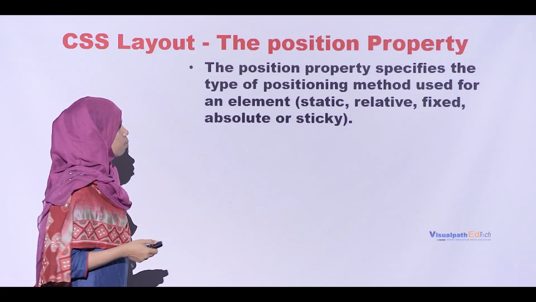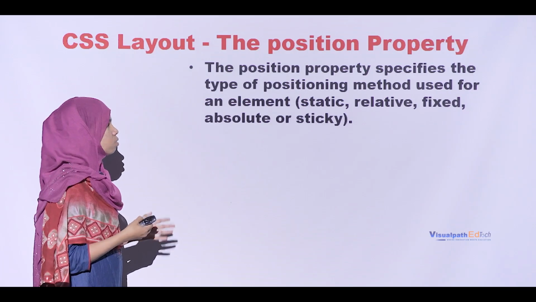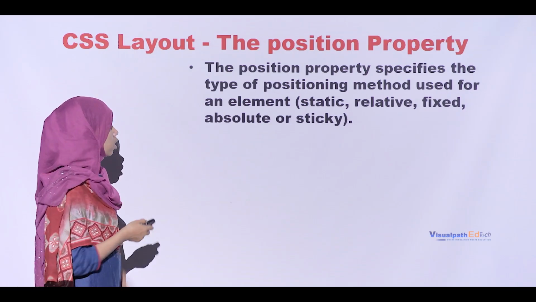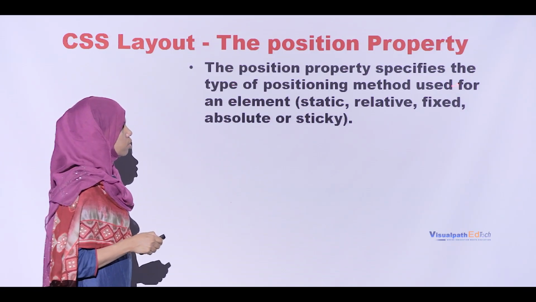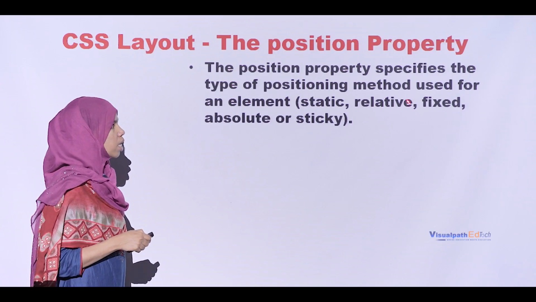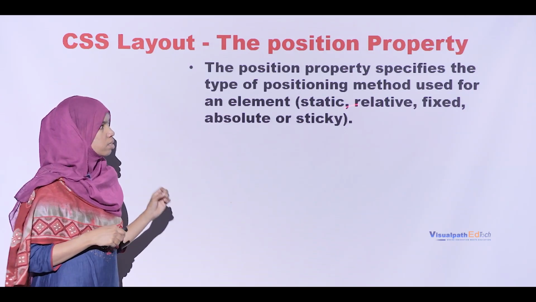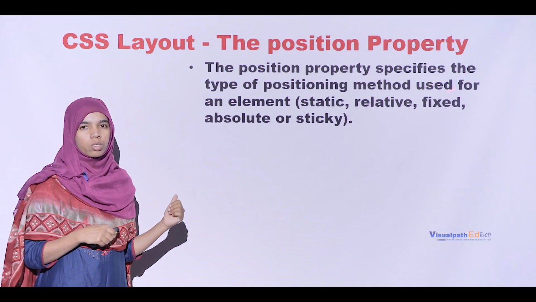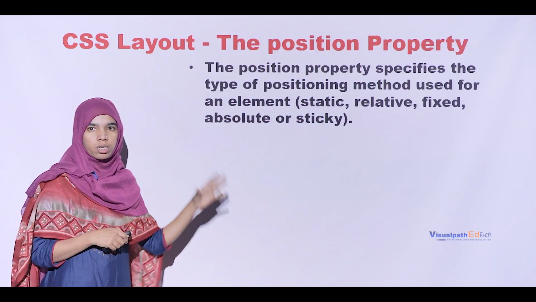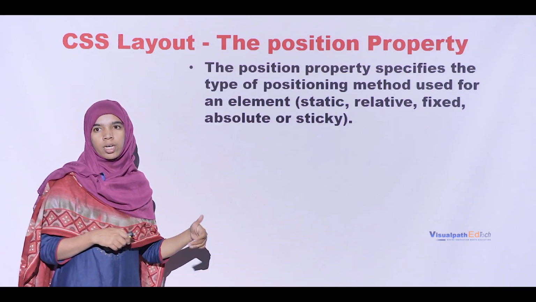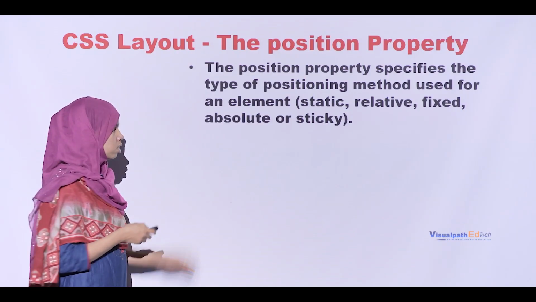The position property helps us define the positioning of the element, where it has to be located. This property helps us define the position method for the element: static, relative, fixed, absolute, and sticky. These are the values that help us define the position of the CSS layout. Either you want to make it a static layout, relative, fixed, sticky, or absolute. So let us see each one of them now.